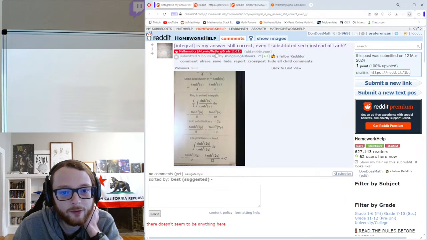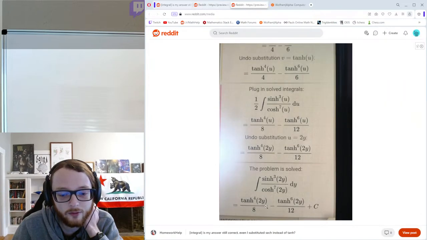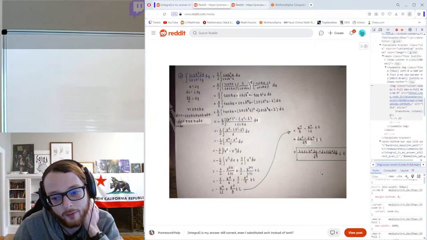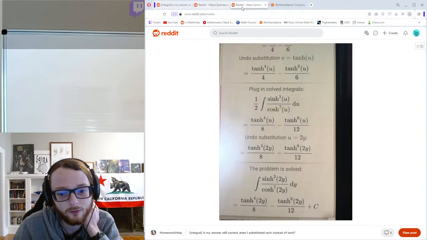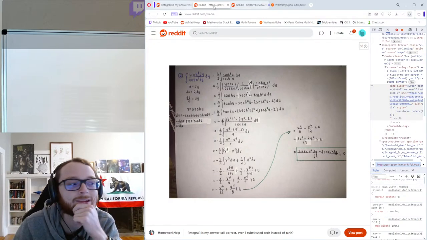So their question is, my answer still correct, even though I substituted hyperbolic secant instead of hyperbolic tangent? So the question is more or less, is this thing with hyperbolic tangents equal to this thing with hyperbolic secants? I feel like there should be some kind of denominator for one of these if they're going to be equal, right? Oh, there might be some kind of identity here, though. Oh yeah, this can be really tricky to tell.